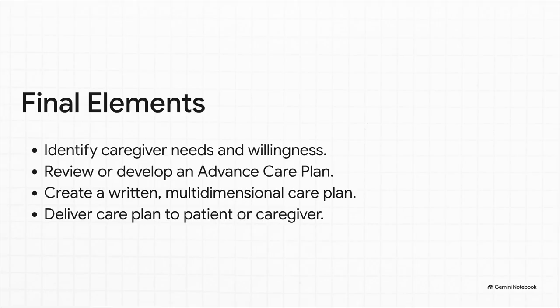Element 9 involves developing, updating, or reviewing an advanced care plan. And finally, element 10. This is the physical creation of a written, multidimensional care plan that covers everything we just went over. And you can't just write it and file it away. It has to be delivered to the patient and the caregiver, complete with initial education and support. Remember the golden rule. If it's not written and delivered, it didn't happen.